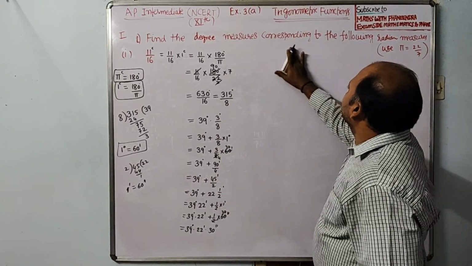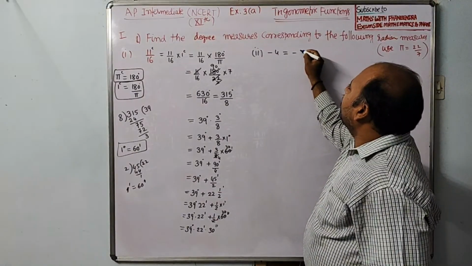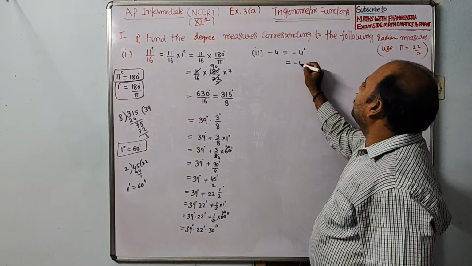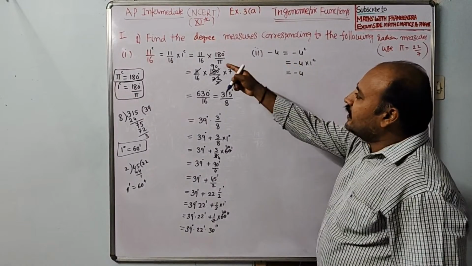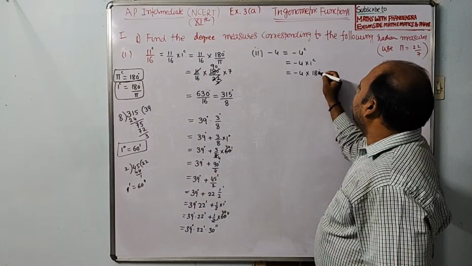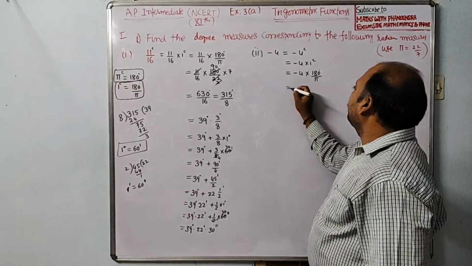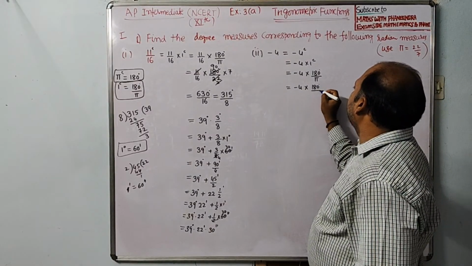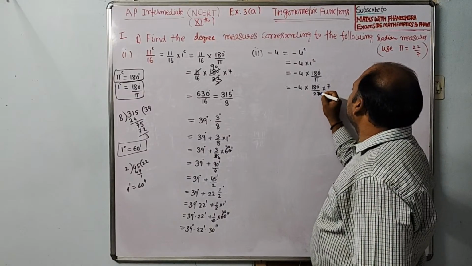So here I am writing. Question number 2 is minus 4. So minus 4 radian is equal to minus 4 into 1 radian. So minus 4 into 1 radian means 180 degrees divided by pi. Pi means what? 22 by 7. So minus 4 into 180 degrees by 22 whole by 7.